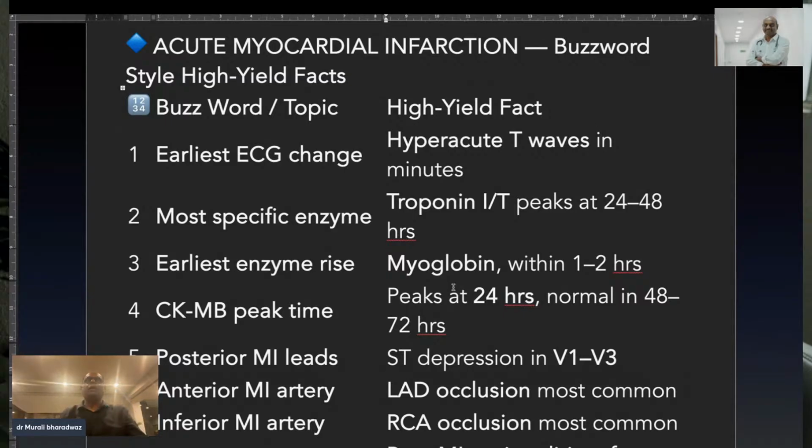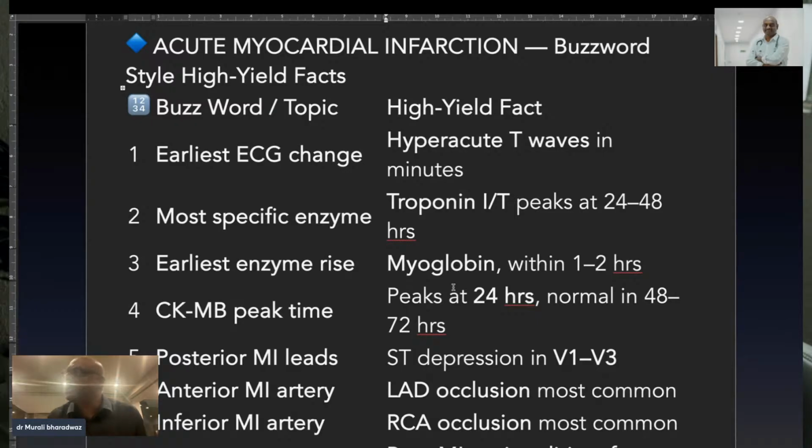Good evening to everyone and welcome to today's wonderful evening with Dr. Murli Bharadwaj. How can you revise the entire medicine within about 6 hours? In the last moments of the exam is all about. Let's start with acute MI.